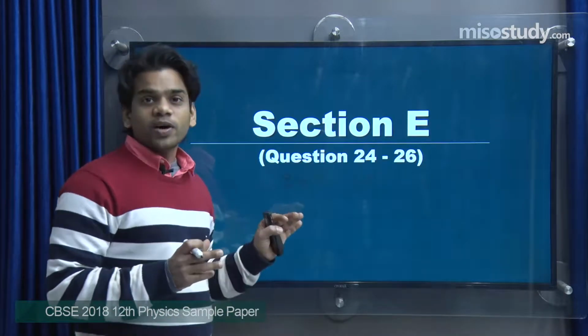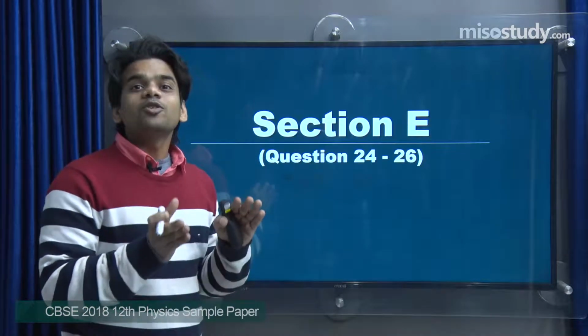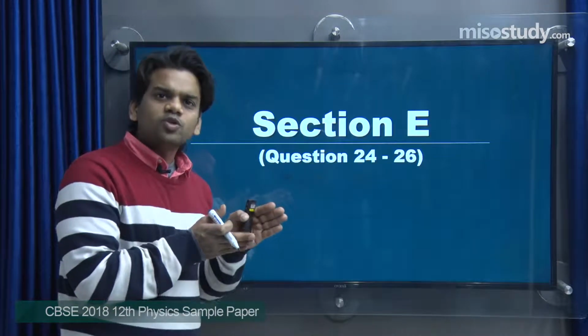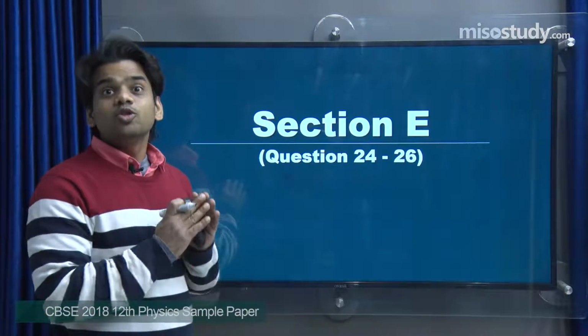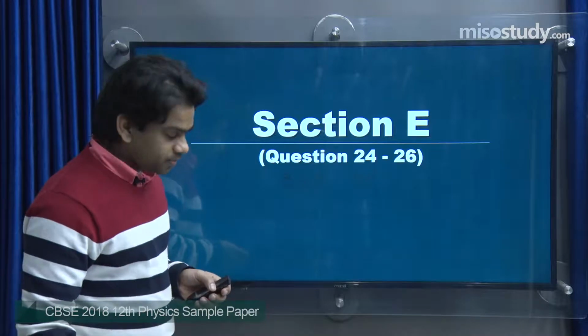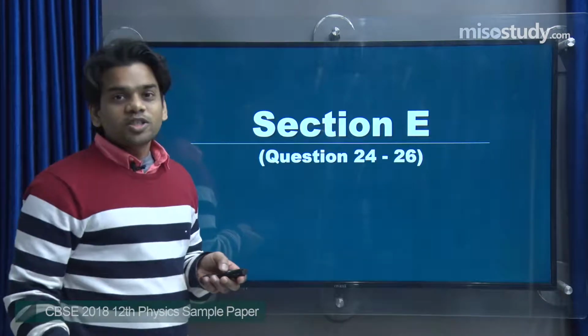but there may be choices within a question. Say, let's say question number 25 has 2 questions. In that, you can attempt only one, either the first one or the second one. Within a question, a choice may be given, but you will not be provided with overall choices. This is what the CBSE has done.